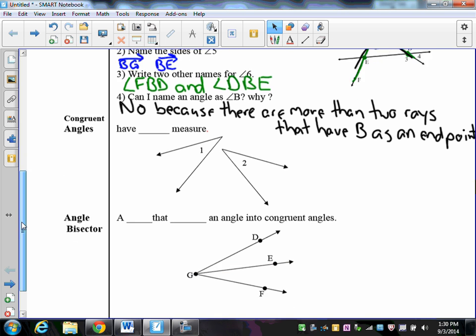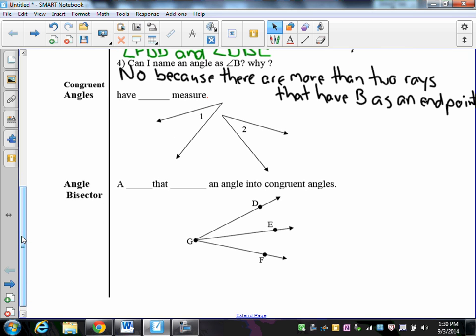Let's keep going down. We talk about congruent angles. Congruent is quite synonymous, very similar to the word equal. Congruent angles have equal measure. So the way that we would mark that is we would put this little angle mark here. And whenever we have the same number of angle marks, you see how they both have 1? That means that angle 1 is congruent to angle 2.